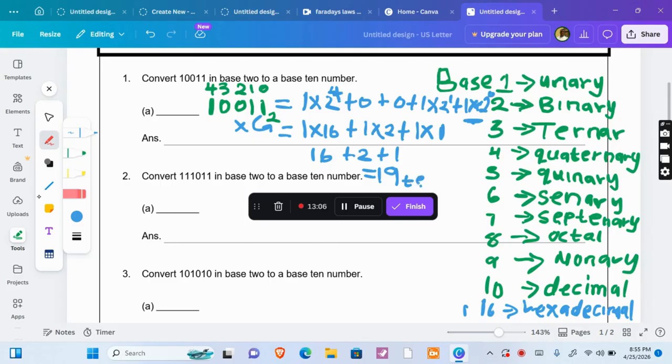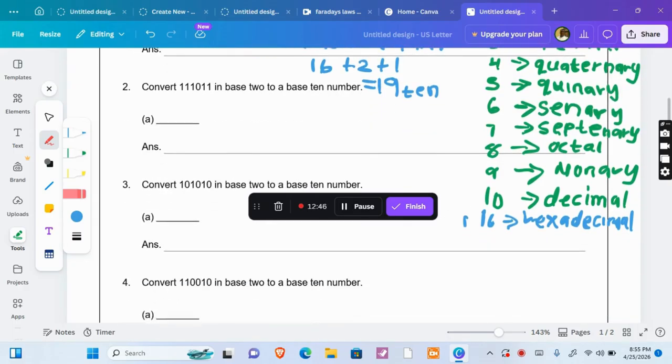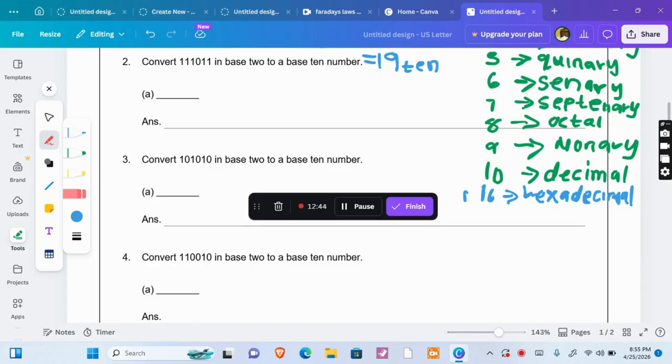So we have been able to convert that number 10011 base 2 to base 10. Can you see that? This is pretty easy and very interesting. So we are going again to solve for the second question.